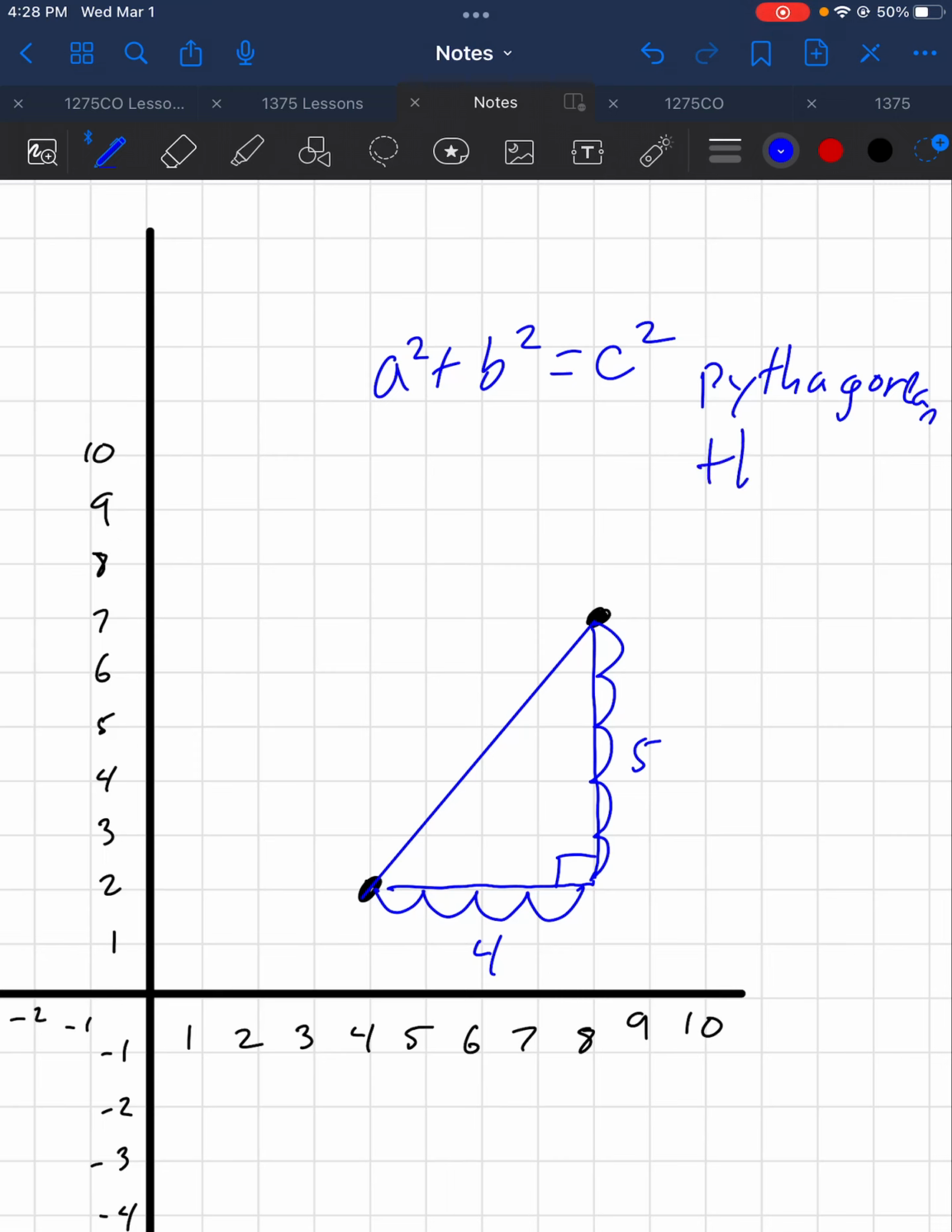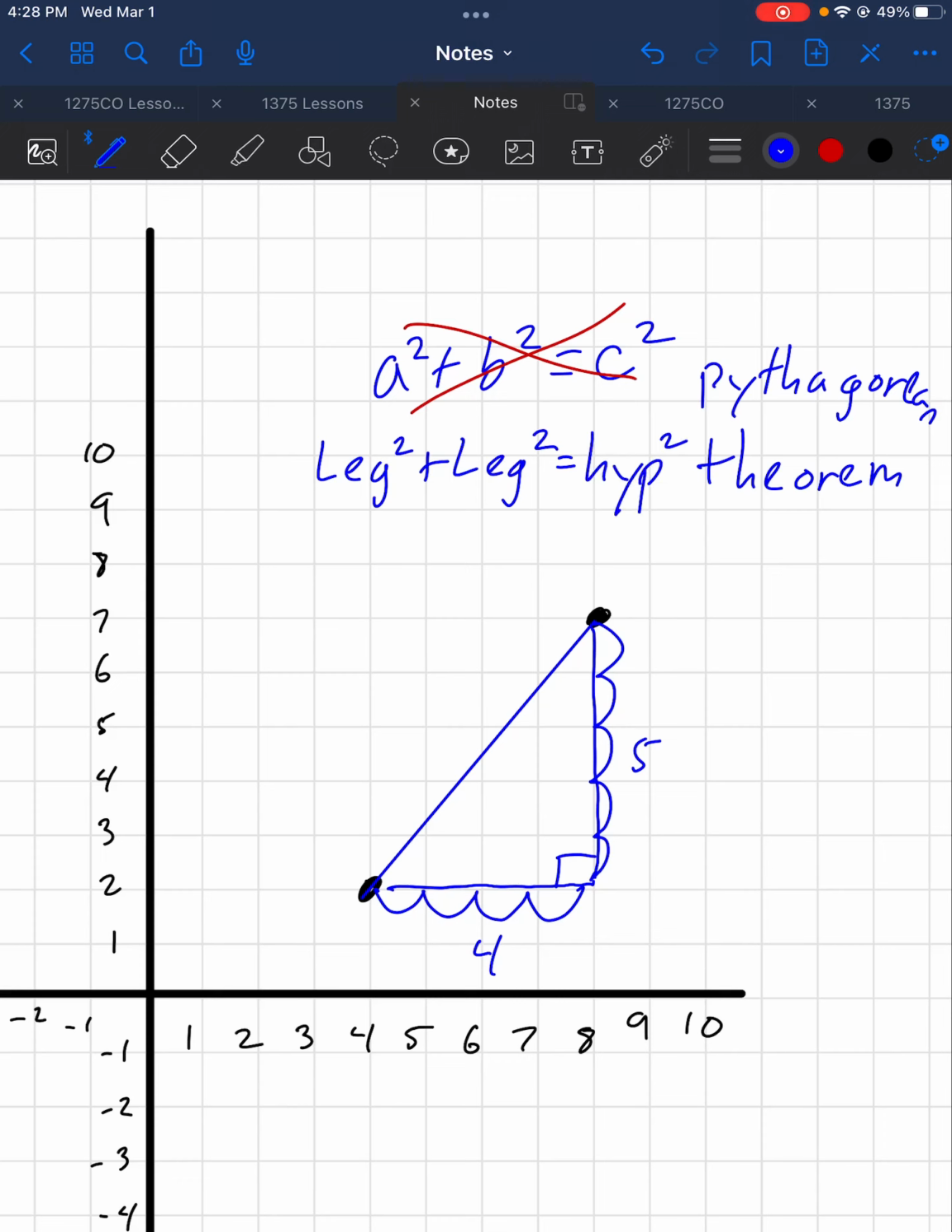Oops, ran out of space. Now the Pythagorean theorem says a squared plus b squared equals c squared is what everyone remembers. A is here, b is here, c is here. When the Pythagorean theorem is involved, I actually don't like this formula. I like instead to use what is called leg squared plus leg squared equals hypotenuse squared.